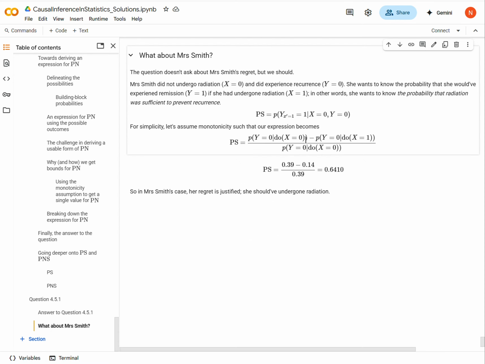So if we go down here and we plug the values in that were given from the problem, then we get that the probability of sufficiency for Mrs. Smith is about 64%. Okay, so in other words, in the case of Mrs. Smith, there's a greater than 50% chance, there's a 64% chance that radiation would have helped her accomplish remission. So in Mrs. Smith's case, it seems to be the case that her regretting not doing radiation is justified. Okay, so we'll call that good.